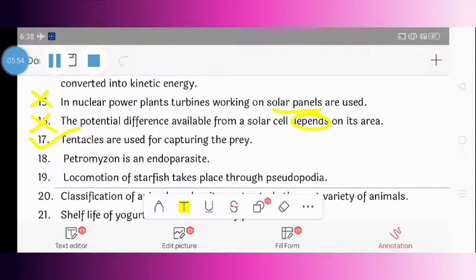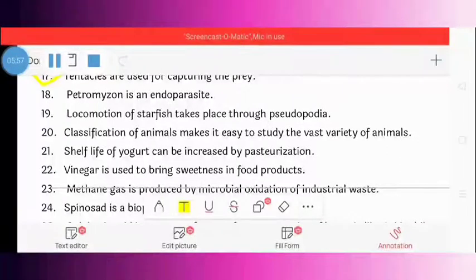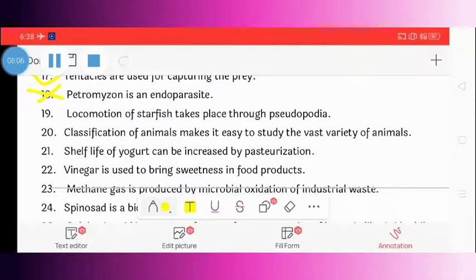Now the question number 18. Petromyzon is an endoparasite. So this statement is also false because Petromyzon is an ectoparasite, not an endoparasite. Question number 19. Locomotion of starfish takes place through pseudopodia. So this statement is also false because pseudopodia is formed by an amoeba. So locomotion of starfish does not take place by pseudopodia. So this statement is false.